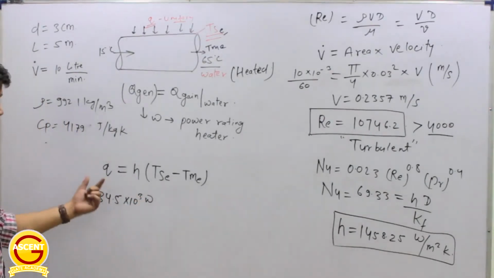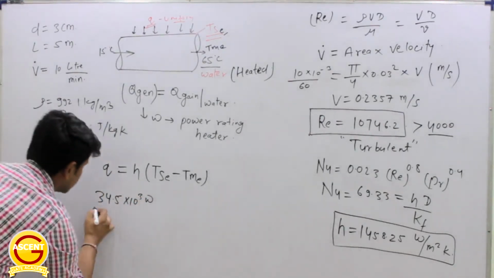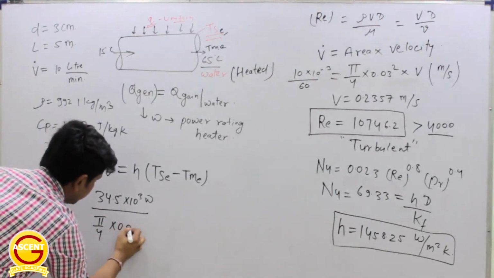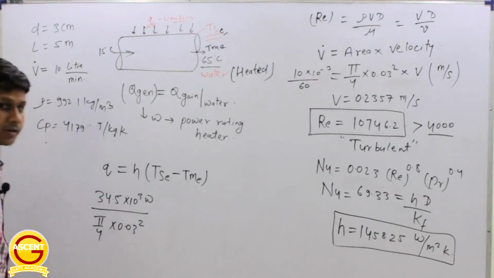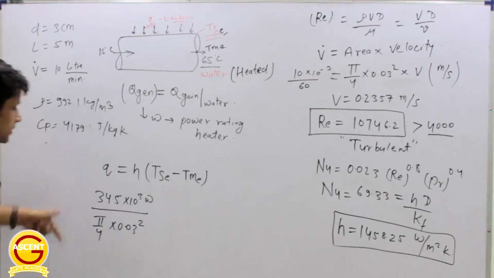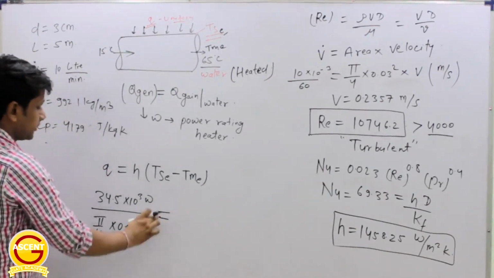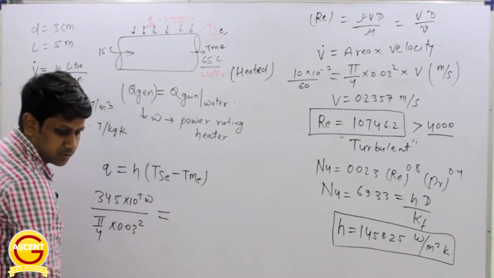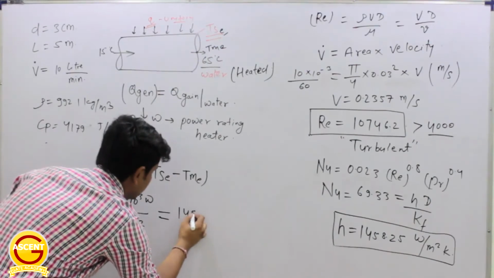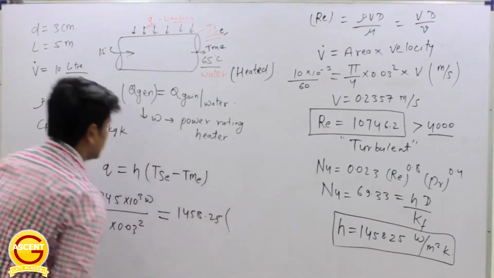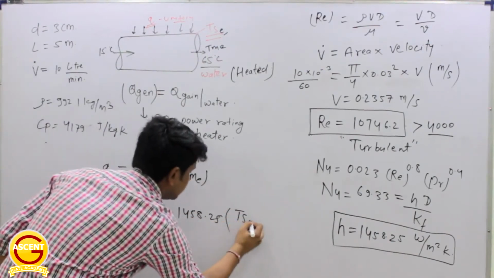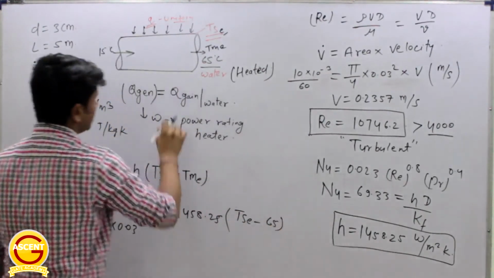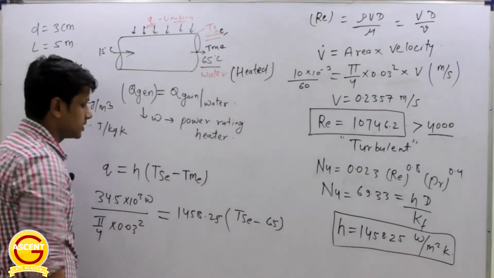So if you want to calculate heat flux, it will be per unit area. So divide this by pi by 4 into d squared. The d value is 0.03 squared. So this is the value of heat flux. Now it will be equal to, as we have taken this heat transfer in watt, so this h will also be in watt. So it will be 1458.25 multiplied by (TSE minus TME), where TME is 65, because the mean temperature of water at exit is 65 degrees Celsius.